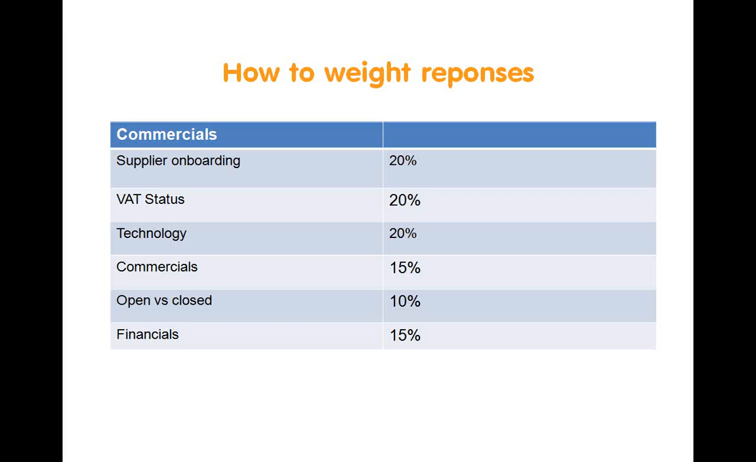It is a service. So make sure you have a very big part of your RFP or your requirements focusing on supplier onboarding, and I would definitely give it around 20% in terms of weighting. VAT status, key, so give that about 20% as well. Technology, key. As I say, many-to-many, but with a very, very long list, or ideally any-to-any technology. And there are a lot of providers now moving to the any-to-any space. Commercials in terms of business case, again, key, but I'd give that about 15%. Are you open versus closed? I would give that about 10%. And the financials of the organization in terms of the financial stability, I'd give that about 15%.